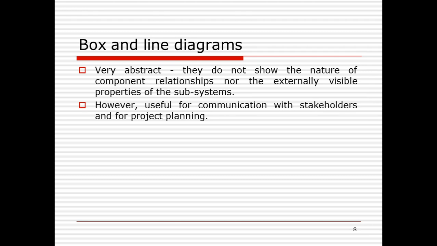Therefore, architectural diagrams shown using box and line diagrams are considered to be very abstract. They are considered not to show the actual relationship or the nature of component relationships, nor the externally visible properties of the subsystems. So they are considered to be inadequate, but they can be used for useful communication with the stakeholders and for project planning.